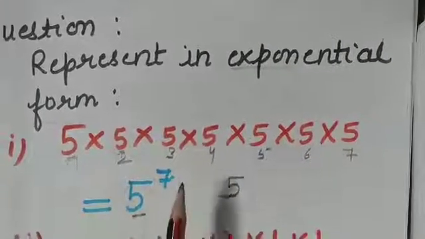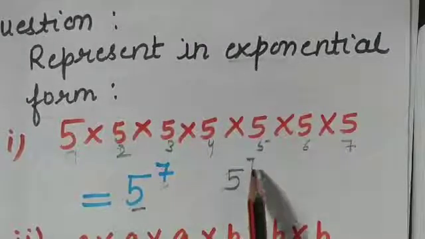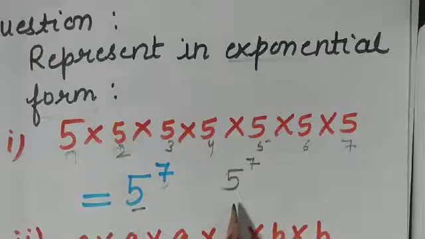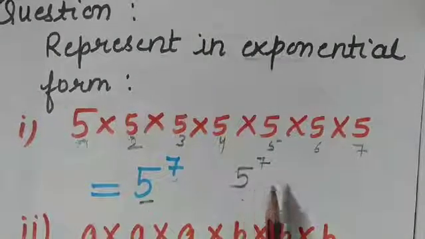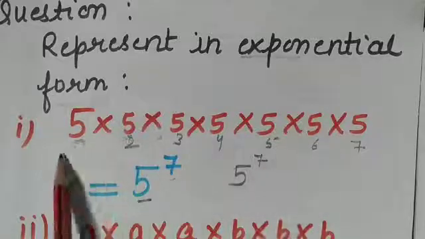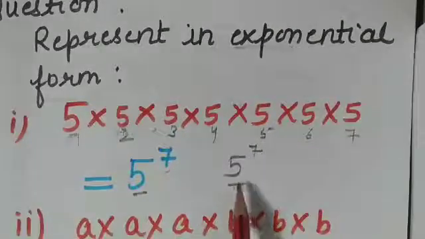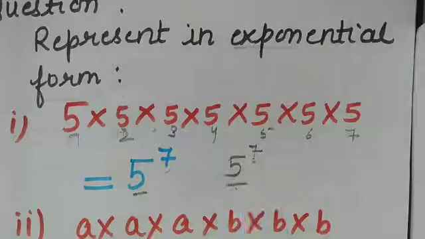So this 5 is multiplied 7 times. So this 7 will be its power. How will you read it? 5 raised to the power 7, because here 5 is being multiplied and this 5 is multiplied 7 times. So this can be read as 5 raised to the power 7.